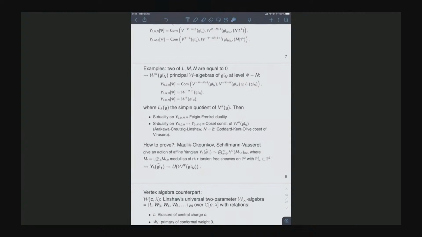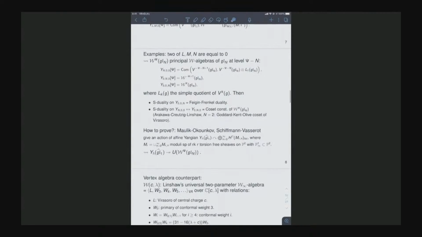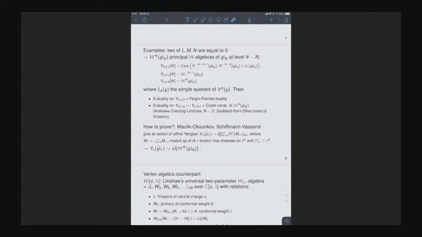So now, how to prove the Gaiotto-Rapčák conjecture? We recall the geometric realization of the principal W algebra. Maulik-Okounkov and Schiffmann-Vasserot consider an affine Yangian action on some equivariant cohomology on a geometric object M_{r,n}. M_{r,n} is the moduli space of rank r torsion-free sheaves on P2, with some framing.